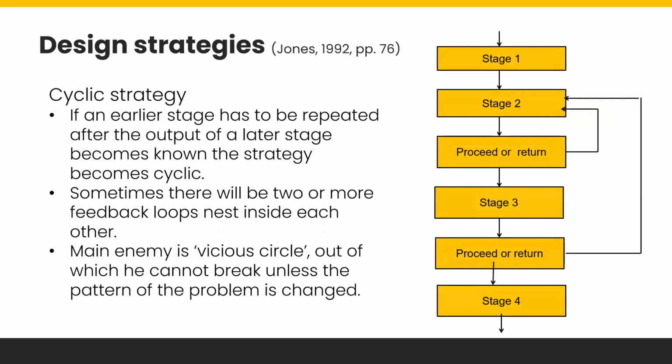And then cyclic. Cyclic means in some stage you have to repeat or return to the previous stage because you still haven't gotten any input from the previous stage. The main enemy is the vicious circle, out of which he cannot break unless the pattern problem is changed. So there is a problem that makes you keep looping like that, unless the problem is changed. Oh okay, then we won't deal with this, we'll deal with this one instead. And then suddenly everything goes forward. Yeah, next.